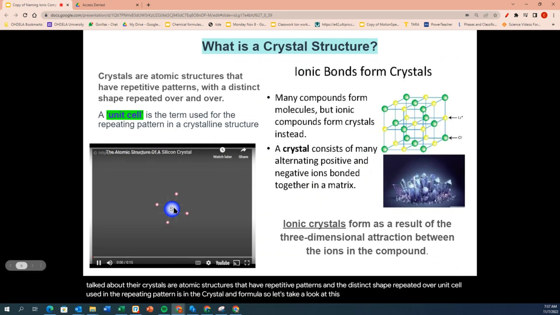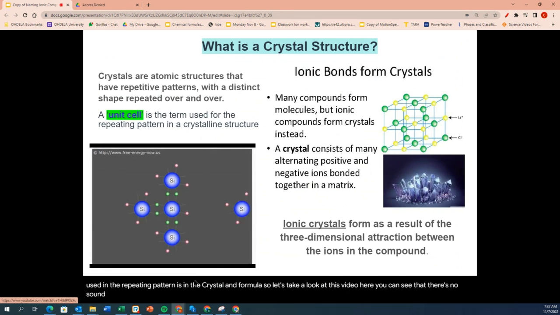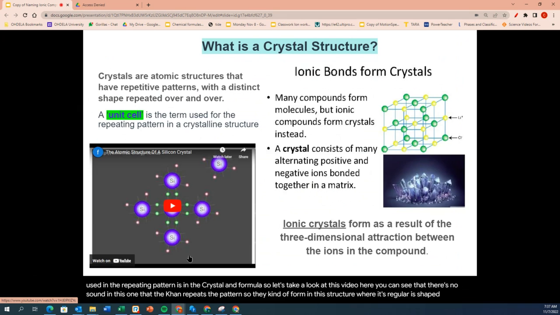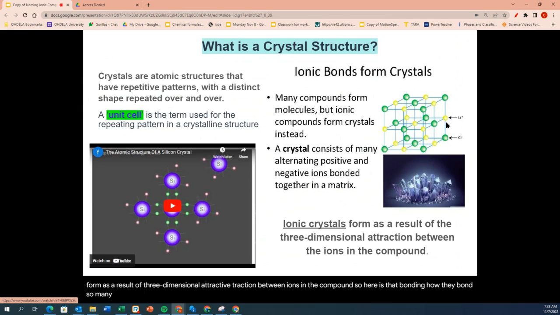So let's take a look at this video here. You can see that there's no sound in this one, that the silicon repeats the pattern, so they kind of form in this structure where it's regularly shaped. Crystals consist of many alternating positive and negative ions bonded together in a matrix. So this is a shape. Ionic crystals form as a result of three-dimensional attraction between ions in the compound. So here is that bonding, how they bond. So many compounds form molecules, but not ionic compounds. They form crystals.